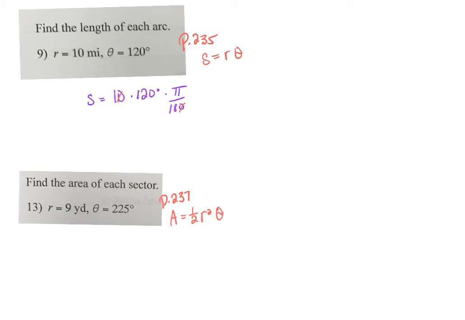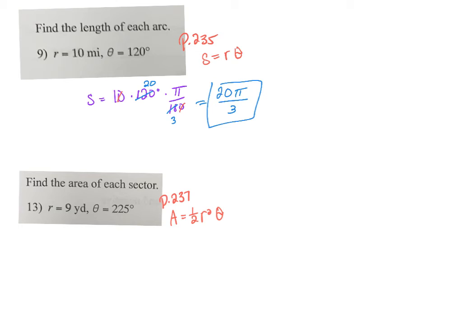You can cancel what goes into both of these. You can start small if you want to. 6 goes into 18, 6 goes into this right here. If you can't reduce it anymore, then just multiply 20 times pi. And then on the bottom, you're going to have your 3. And so that would be your arc length there.